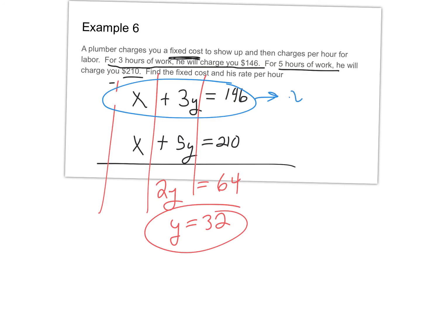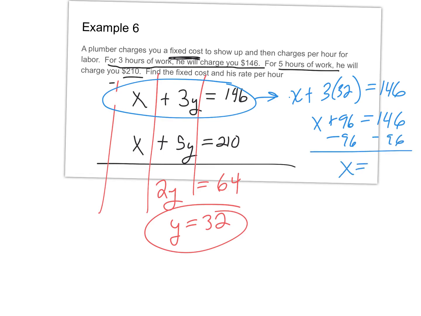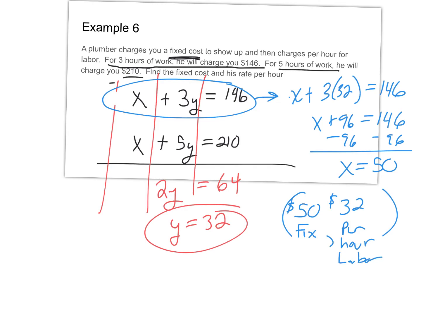Okay, so x plus 3 times 32 equals 146. x plus 96 equals 146. Minus the 96. Therefore, x is equal to 50. So, in layman's terms, this guy charges you 50 bucks just to show up, so that's his fixed rate. Then he's going to charge you $32 per hour for labor. All right, so there's that one.